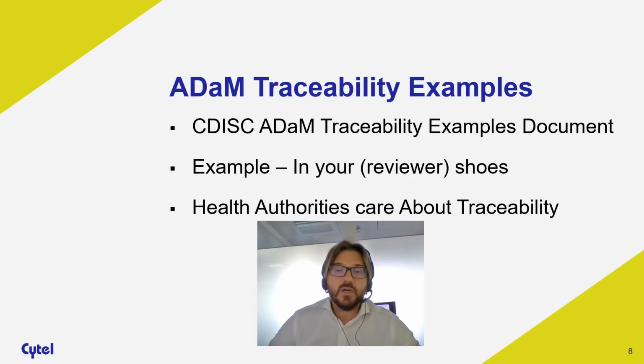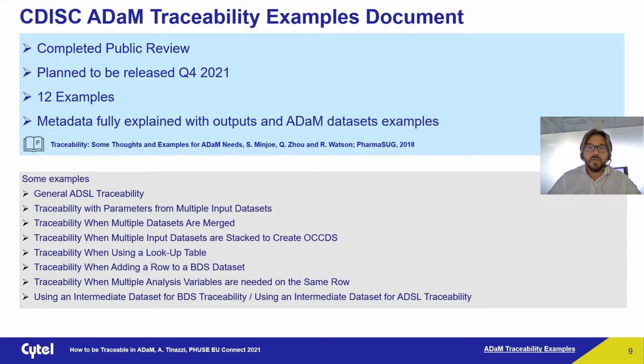Let's now look at some traceability examples. As I previously said, the ADaM implementation guide contains a number of examples of best practice to make sure our ADaM datasets are traceable enough. To provide more use cases, the CDISC ADaM team should release at the end of this year a document where additional examples of traceability will be provided. The document has already gone through a public review process, and its contents were presented already in a couple of events.